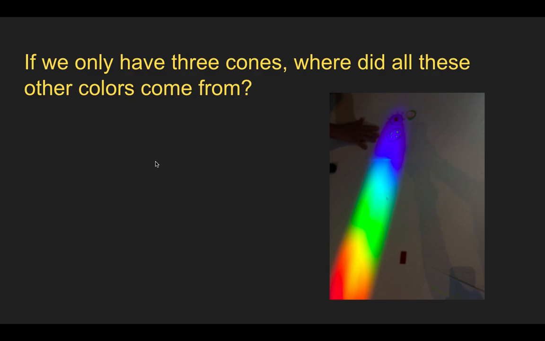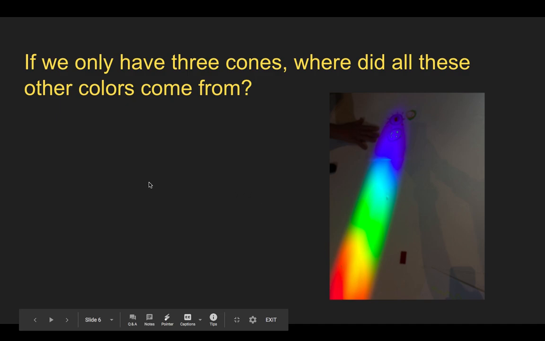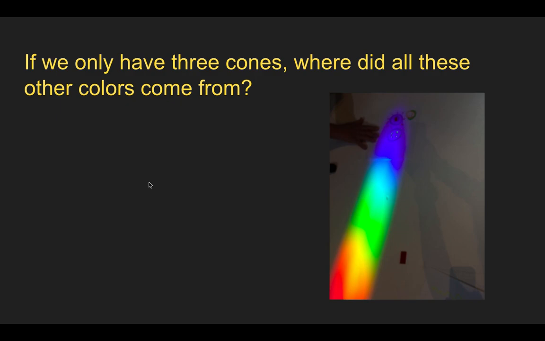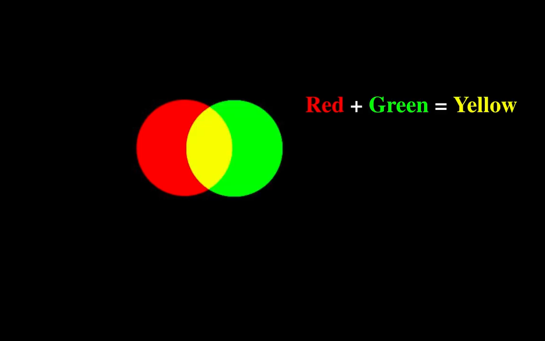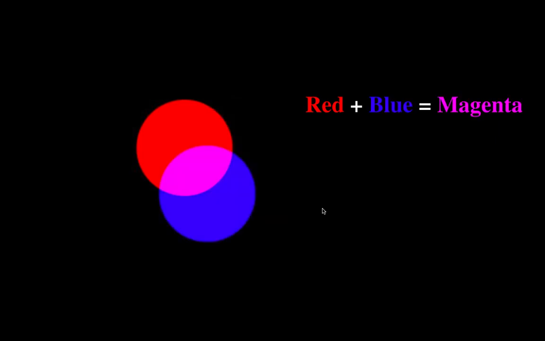So we can actually experiment with this in real time. If you can get a red light, a green light, and a blue light, and you have 2 lamps, you can turn the red one and the green one on at the same time and shine them onto the wall, and you'll see what color they make. If your red cone and your green cone are activated at the same time, you perceive that to be yellow. If you activate your red and your blue cone at the same time, your brain perceives that as magenta.